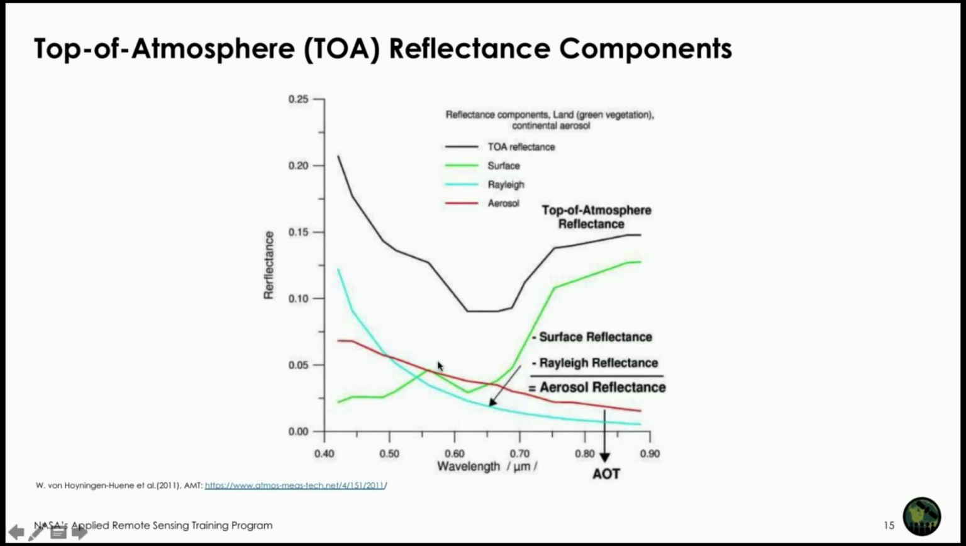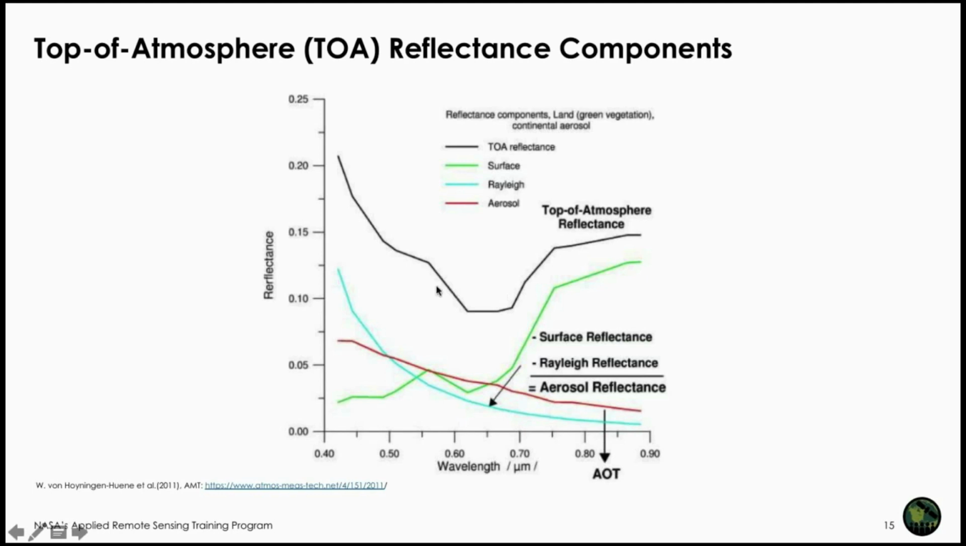But the difficult one is the green line, the surface reflectance. Surface reflectance can change according to the surface type, like desert, ocean, or vegetation area. So to get a more accurate aerosol signal, we should know the surface reflectance signal very well.